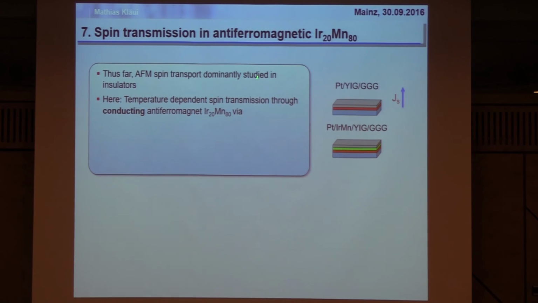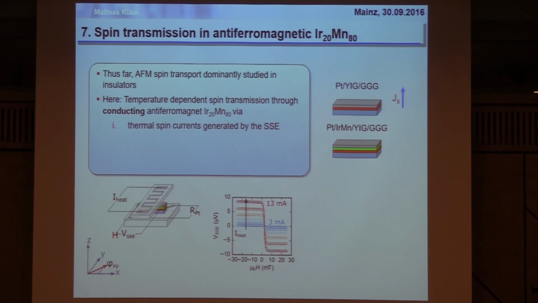So what we do is we compare platinum and iridium manganese, which is a well-known antiferromagnet, on top of YIG. YIG is just the generator of a spin current by the spin-Seebeck effect, and platinum is just the detector. So firstly, we put our multilayer in our setup, where we have here a heater, and here we have a cooler, or just nothing, no heater. It's in a cryostat, and then we measure the signal that is generated in the platinum on top, which is just the spin current that is generated.